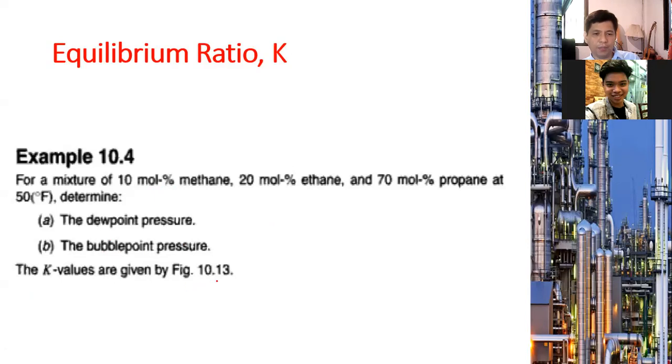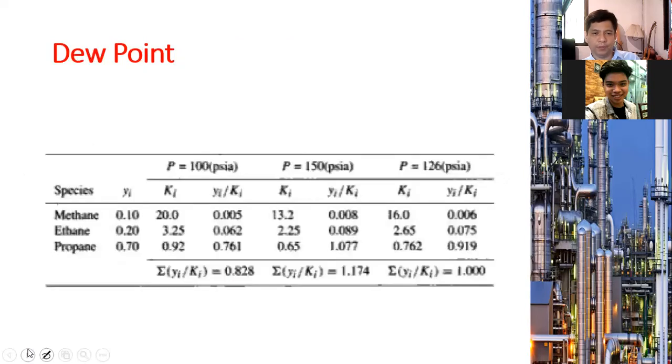K values are given by figure 10-13. So sa Banes meron din table ng K values kamukha nung nasa handbook na pinakita ko sa inyo kanina. So this is the solution. So yung una, dew point.